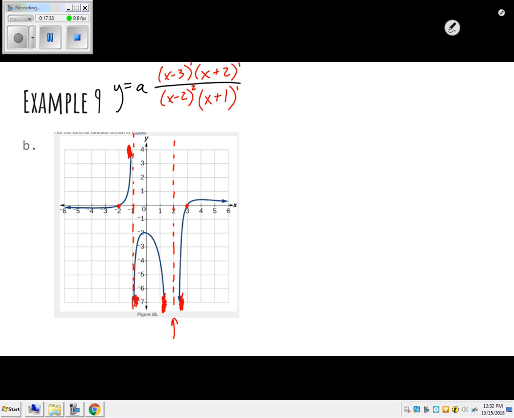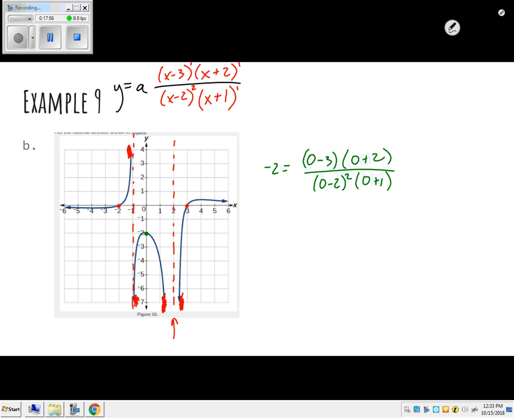I just need to find a nice point now. And I'm going to choose 0, negative 2. And then that should help me find that stretch factor. So I'm going to plug in that negative 2 in for y. I'm going to plug a 0 in for all these x's. I like plugging in 0. That's going to make the work go pretty quick.